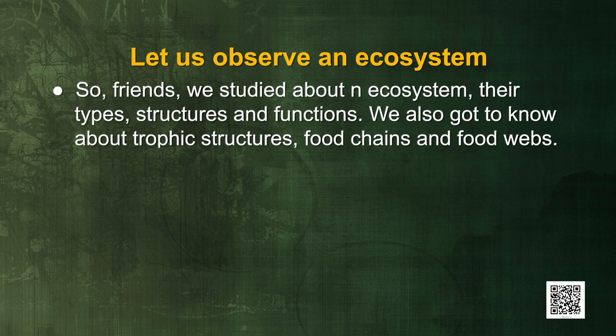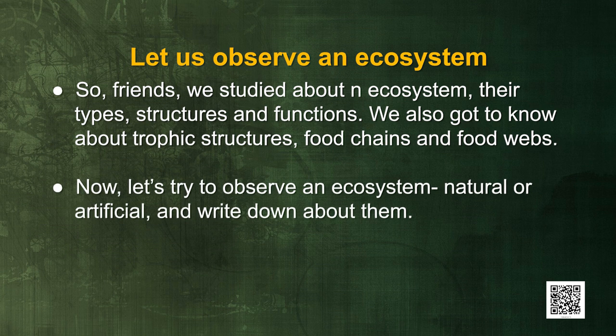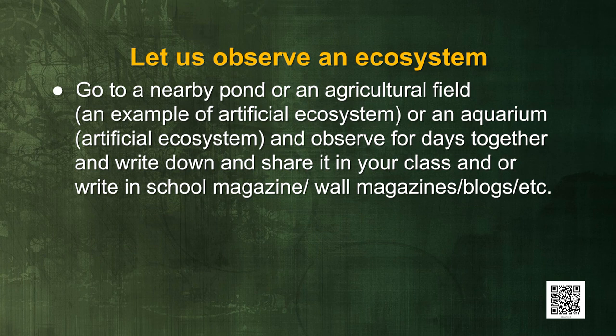So, friends, we studied about an ecosystem, their types, structures and functions. We also got to know about trophic structures, food chains and food webs. Now, let us try to observe an ecosystem which may be natural or artificial and write down about them. Go to a nearby pond or an agricultural field, which is an example of artificial ecosystem, or an aquarium, which is again an example of artificial ecosystem, and observe for days together and write down different structures and functions of these ecosystems and share it in your class or write it in school magazine, wall magazines or in your blogs, etc.